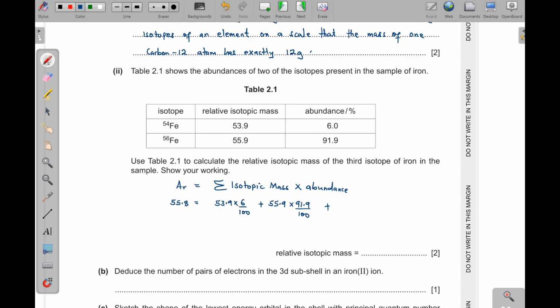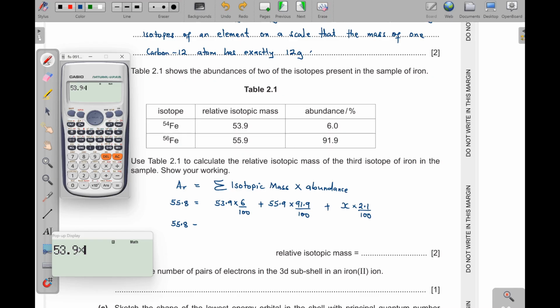So I will have here plus 2.1, or that other one, I don't know it, okay? Let it be x. Then now times, that is the mass of the third isotope, okay? Then times, this is 2.1 out of 100. You see that? Now, I can have these ones here subtracted from this, okay? 55.8, then subtract these two here.